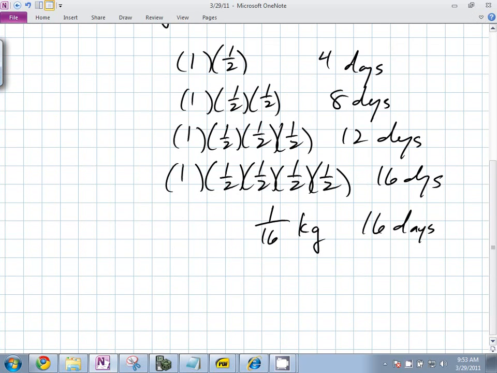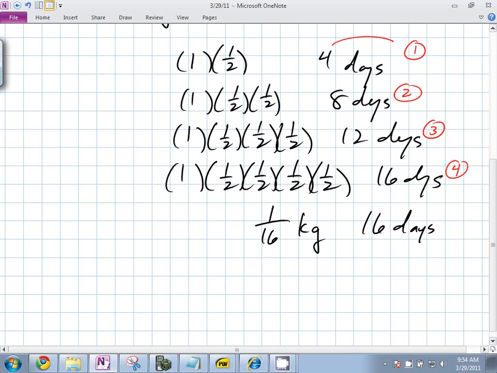So after 4 days, how many times do you multiply it by 1/2? 1. After 8 days, how many times do you multiply by 1/2? 2, and then 3, and then? What's the relationship between these numbers here? Divide by 4. How do you get from days to the number of times you multiply by 1/2? Divide by what? 4, yeah. So the mass after T days is going to be 1 times 1/2 to the what power if T is in days? T divided by 4. Exactly, right.